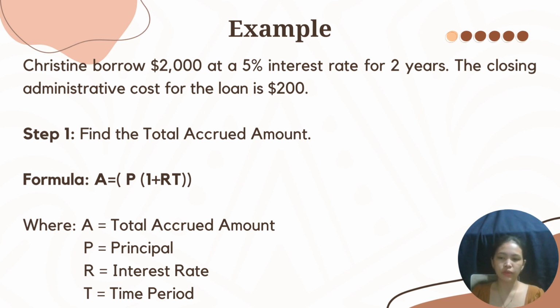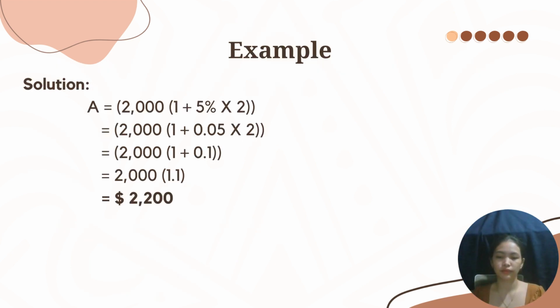So first step, we need to find the total accrued amount, and the formula for that would be A is equal to P times 1 plus RT, where A is equal to total accrued amount, P is principal, R is interest rate, and T is time period. For the solution, we have here a total accrued amount equal to 2,000, which is the principal amount, times 1 plus 5%, which is the interest rate, times 2.